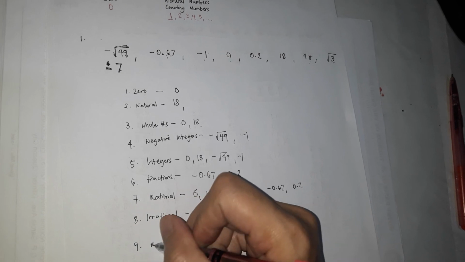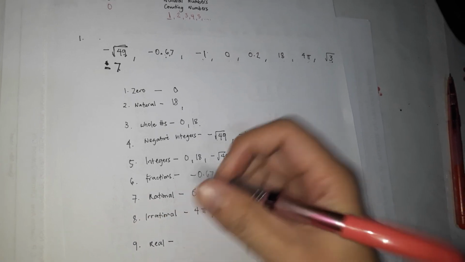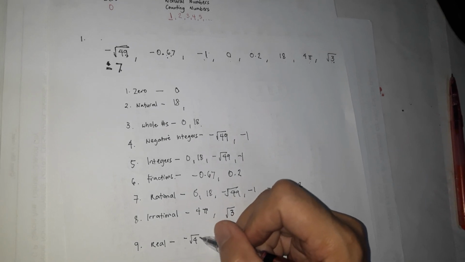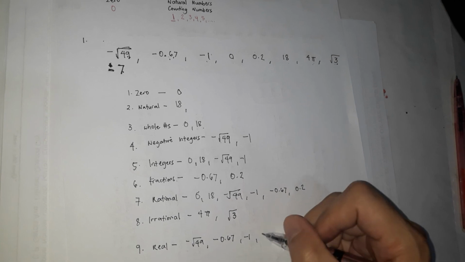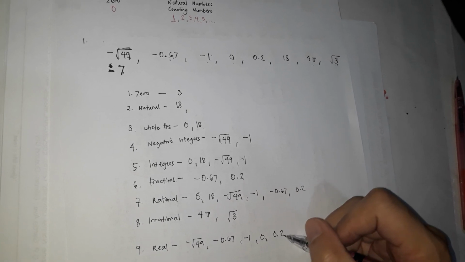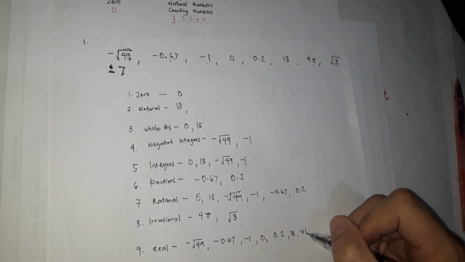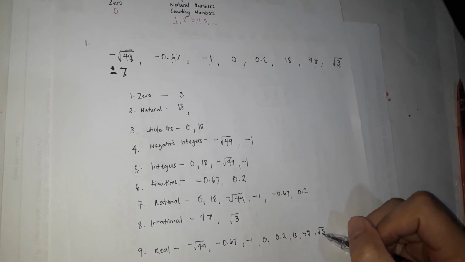Number 9, the real numbers. Real numbers, these are all of them. So, negative square root of 49, negative 0.67, negative 1, 0, 0.2, 18, 4 pi, and square root of 3.